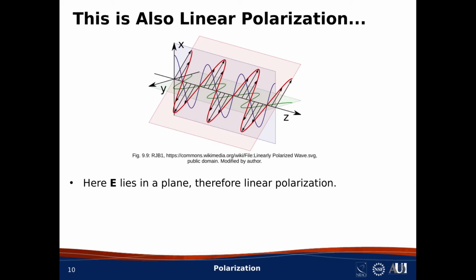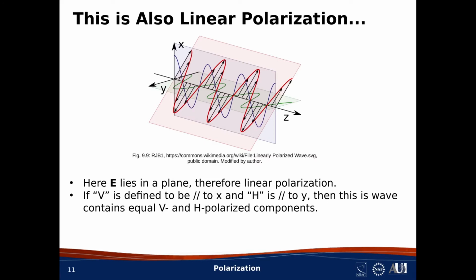Just to drive the point home, consider this odd-looking diagram. In this case, the electric field vector is in the pink-colored plane, which is tilted halfway between the x and y axes. Since the electric field vector lies in a plane, this is linear polarization. Now, is this V? Is it H? Or is it some combination of polarization components? The answer is, it depends.